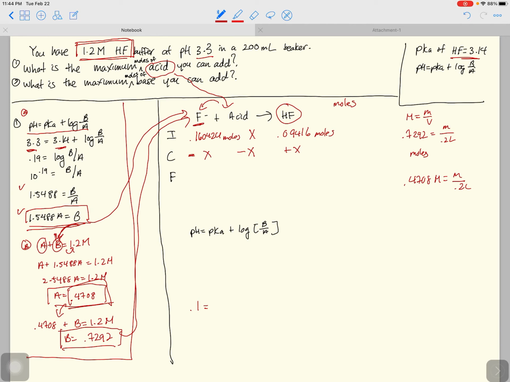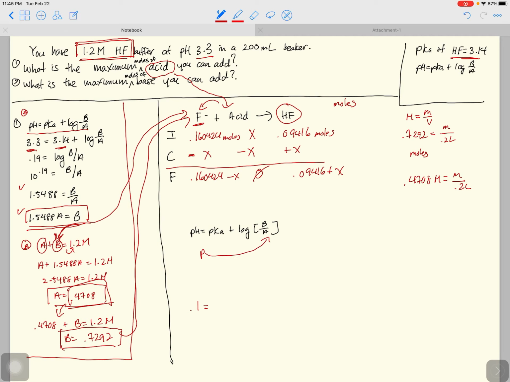Therefore, our final would be 0.160424 minus X. This would be 0. And then this would be 0.09416 plus X. Okay? Now, the question is, what is the maximum moles of acid? Now, let's do a quick review of buffer capacity. This was also in the previous video where we're just adding acid.